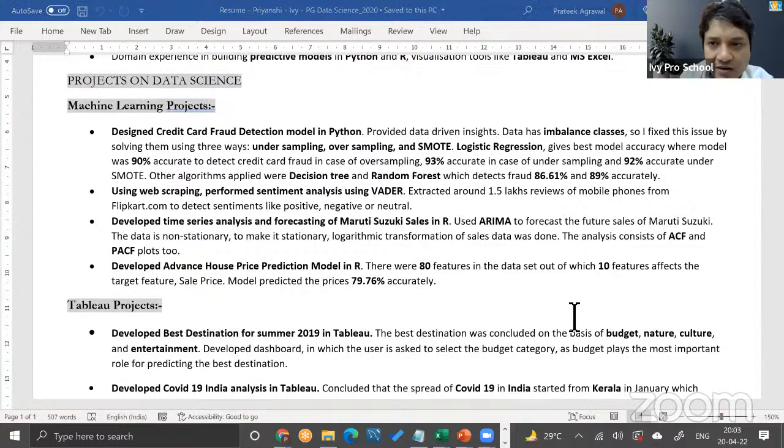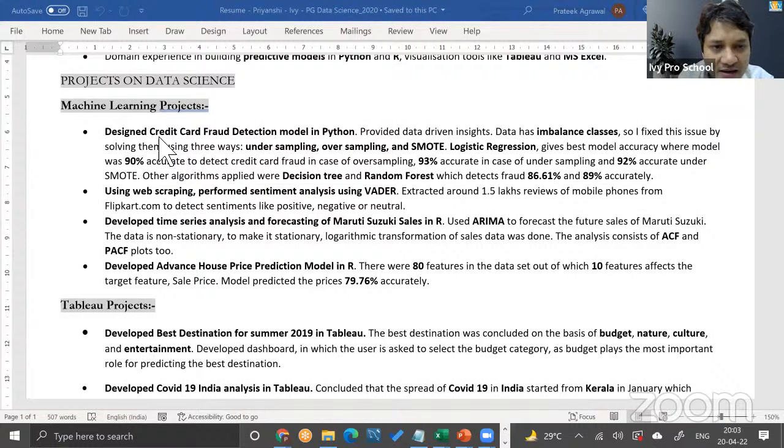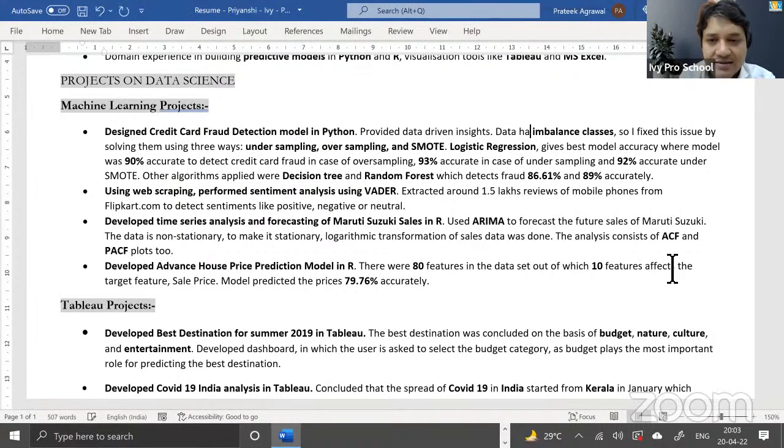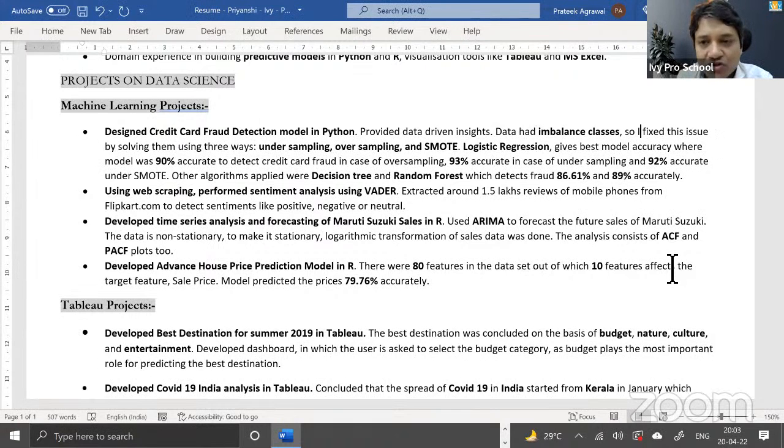Look at the first one. Don't go with the language. There's some grammatical mistake, but: designed credit card fraud detection model in Python, provided data-driven insights. Data had imbalanced classes. They're very important. So she fixed it by solving them in 3 different ways. See, this is what the interviewer is interested to know. Undersampling, oversampling, SMOTE. Then logistic regression gave the better accuracy with oversampling and SMOTE. And other algorithms applied were decision tree and random forest with these accuracies.